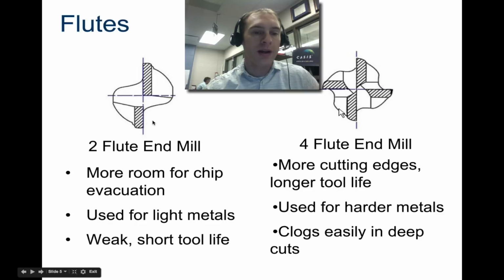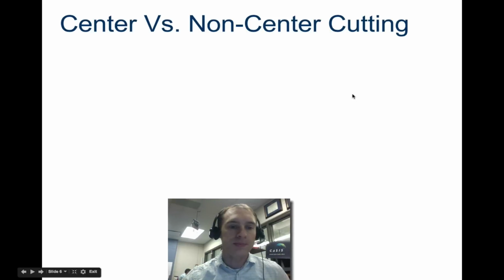They have a shorter tool life, and weak is relative because they're still pretty strong, but two teeth is weaker than four. A four-flute end mill has more cutting edges, so it has a longer tool life. It has twice as many. It can be used for harder metals, but it can also clog easily in deep cuts, so you can't cut as deep with a four-flute end mill.